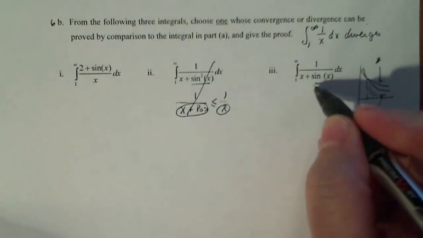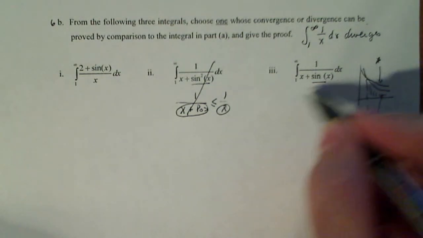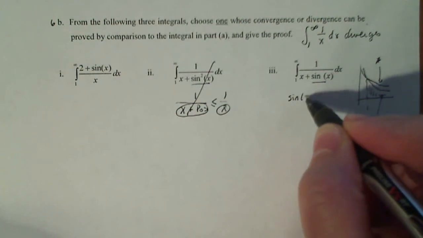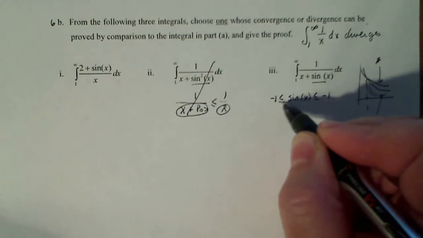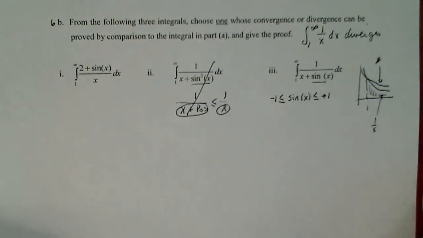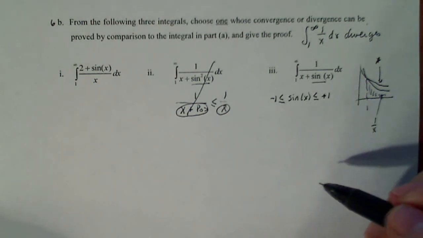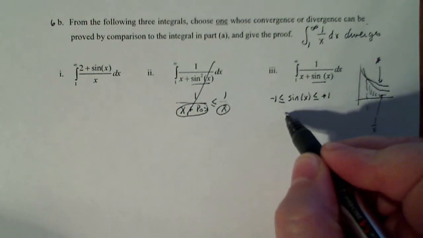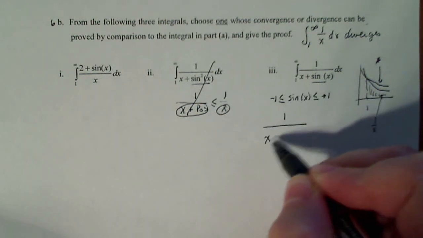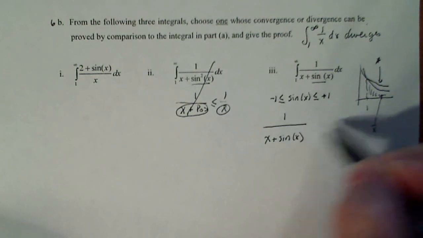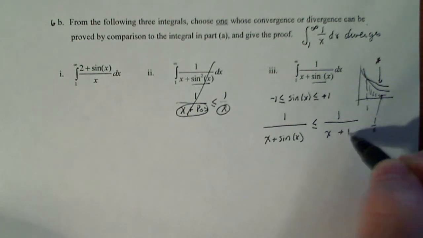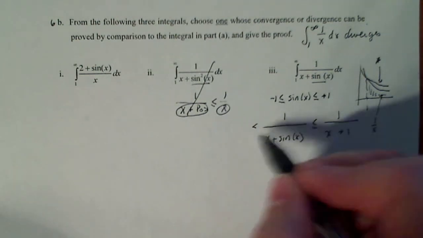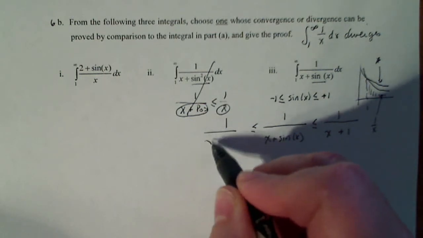This one here, we have this trig function, and it's not squared, but I do know that sine x falls between the interval of -1 to 1. Remember the sine function. There are no values of sine that fall outside of that interval. So now I want to think about how this compares. I have 1 over x plus sine x. If sine is at its greatest value, I'm going to have 1 over x plus 1. And if sine is at its smallest value, I'm going to have 1 over x minus 1.